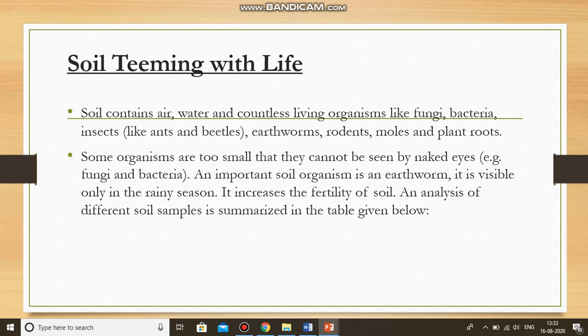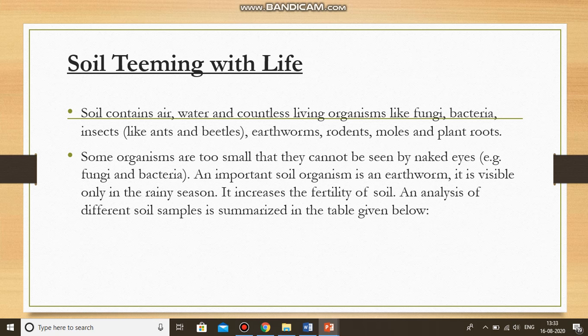Next we will see soil teeming with life. Soil contains air, water and countless living organisms like fungi, bacteria and insects like ants, beetles, earthworms, rodents, moles, plant roots, etc. Some organisms are too small to be seen by the naked eye, some of the microorganisms like fungi and bacteria.